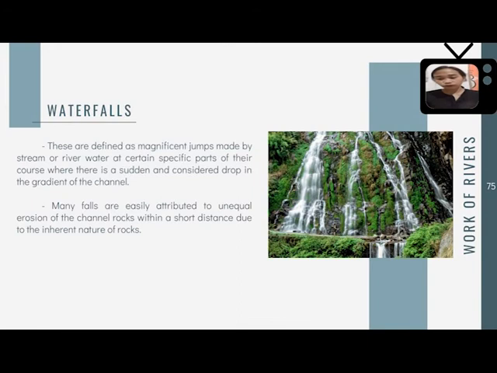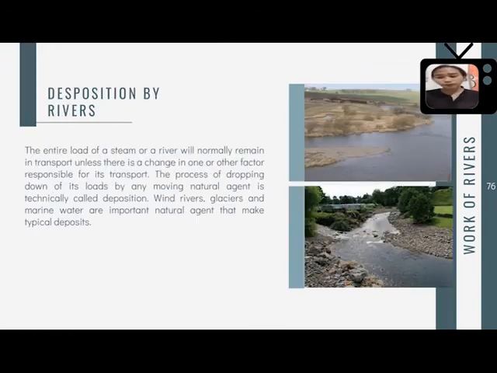Next is the waterfalls. So, you already know waterfalls, right? So, no need to explain. Next is the transportation. So, transportation: materials that have been loosened by erosion may then be transported along the river. So, there are four ways of transportation: traction, saltation, suspension, and solution. So, first is the traction. Larger and heavier rocks are dragged or rolled along the riverbed.